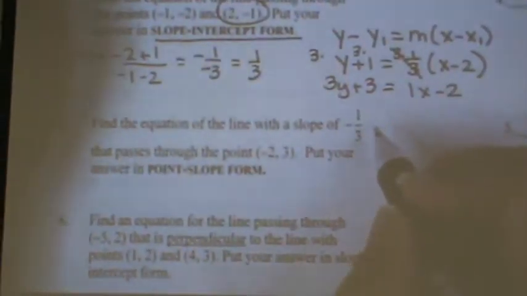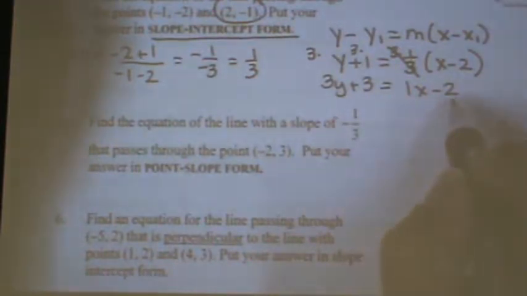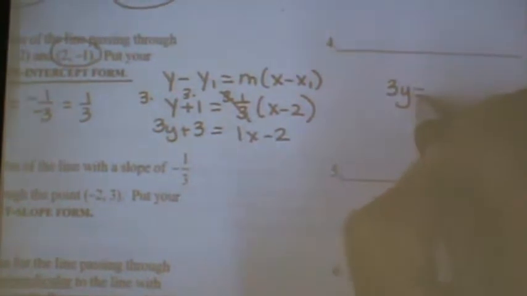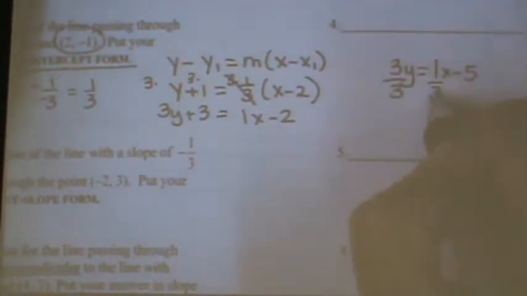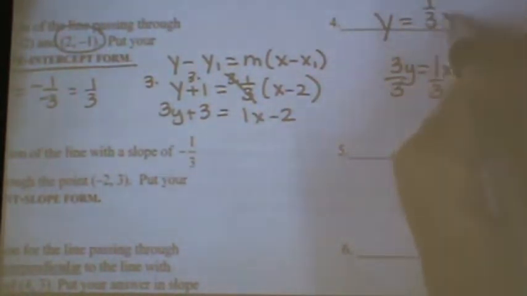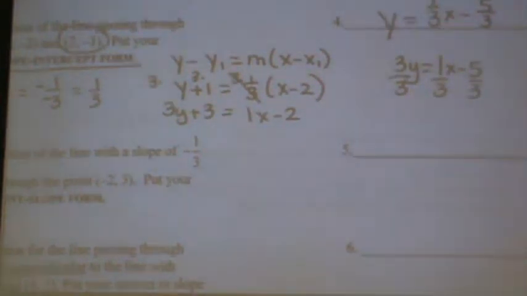And now, because they want it, read it, it says slope-intercept form. Slope-intercept form is where y is by itself. So you have to subtract 3. So 3y equals 1x minus 5, and then divide everything by 3. So your answer should be y equals 1/3 x minus 5/3. And for that one, I gave 3 points.